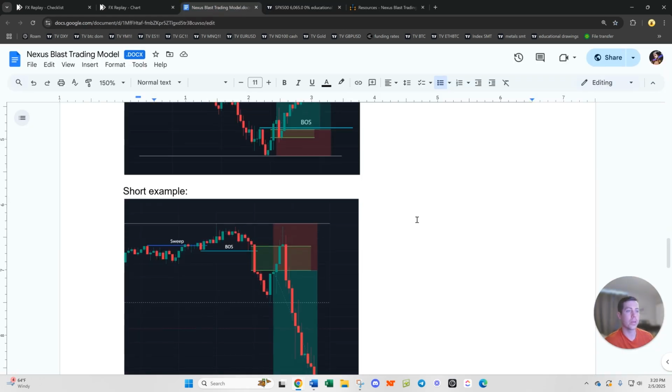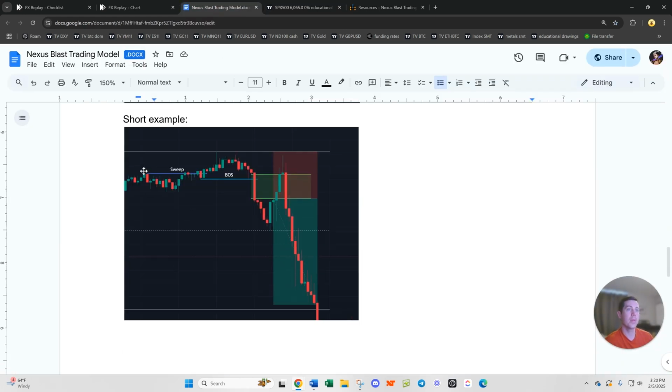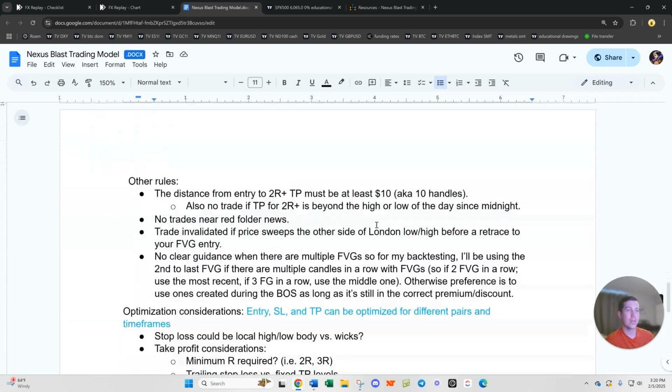I also have a short example here. Same thing. We had a sweep of the London high, followed by a break of structure of this low over here, with this candle closing below that, which also coincided with our big fair value gap. You entered on the retest of the fair value gap, almost got stopped out, not quite, just using the recent high, before the trade went to the downside, and then targeted out 2R, which played out nicely.